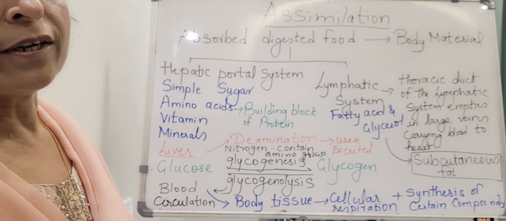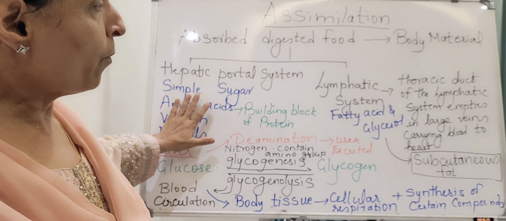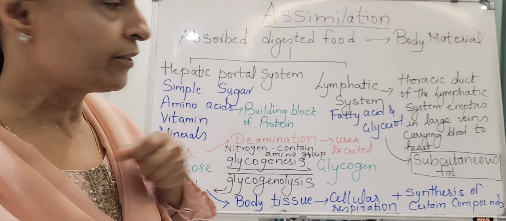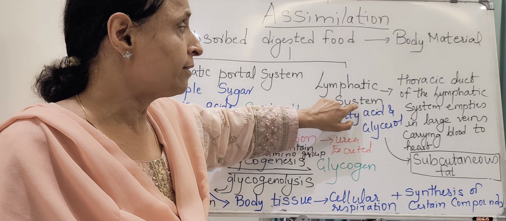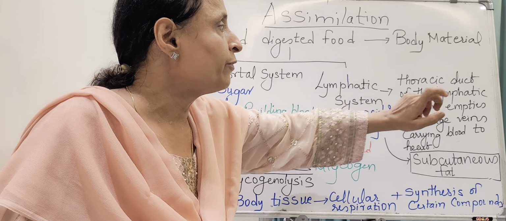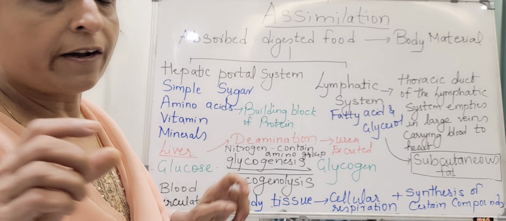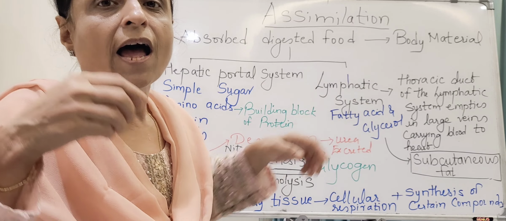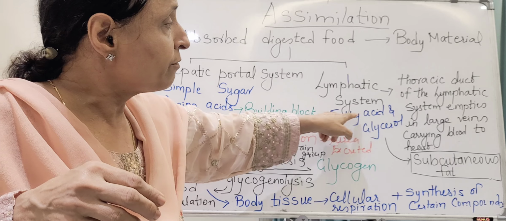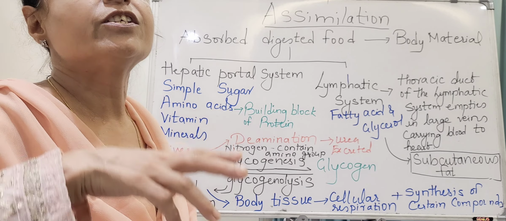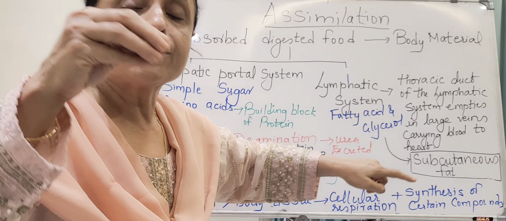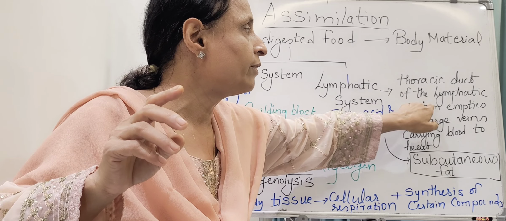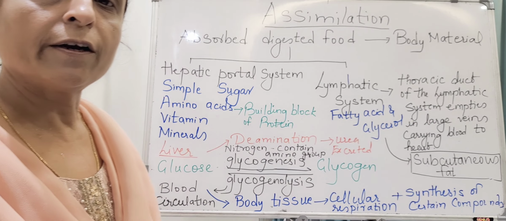Vitamins and minerals, they are utilized for various biochemical reactions in our body. Now, fatty acids and glycerol, they are taken by the lymphatic system. The system takes them to the thoracic duct of the lymphatic system, the biggest duct of the lymphatic system, which comes from the thoracic region towards the neck, and that duct empties this fatty acid and glycerol into the vein near the heart. So the thoracic duct of the lymphatic system empties into large veins carrying blood to the heart.